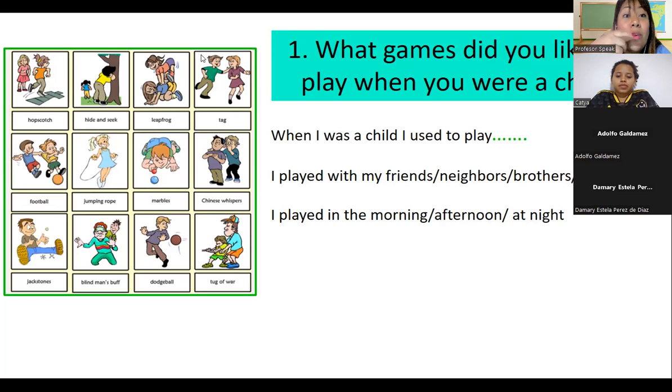Very good. So you have to work with a partner for 3 minutes and discuss the games. Remember, for example, when I was a child, I used to play, because it's a past habit, with my friends, with my neighborhood, with my brother, with my sister, with my boyfriend. In the morning, the afternoon, at night, in the school. So it depends on you. Okay, so are you ready to ask the question? What is the question to discuss? What games did you like to play when you were a child? Amazing. So let's go ahead. You have 3 minutes.